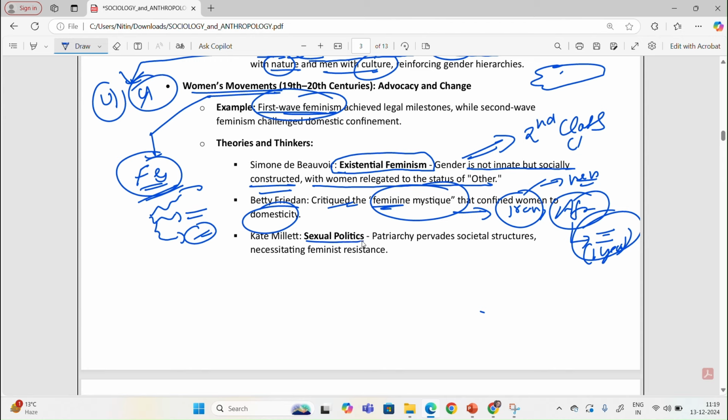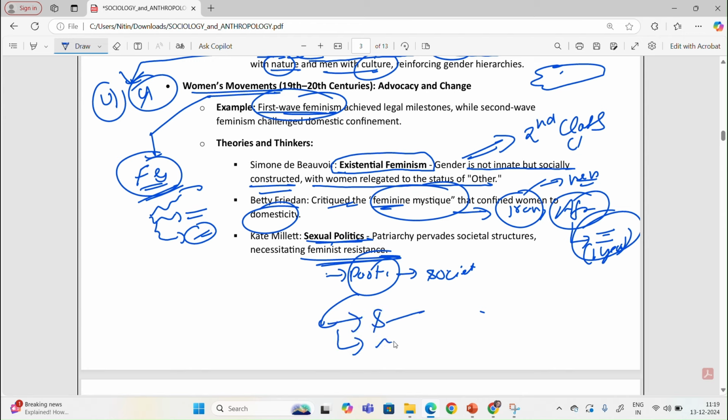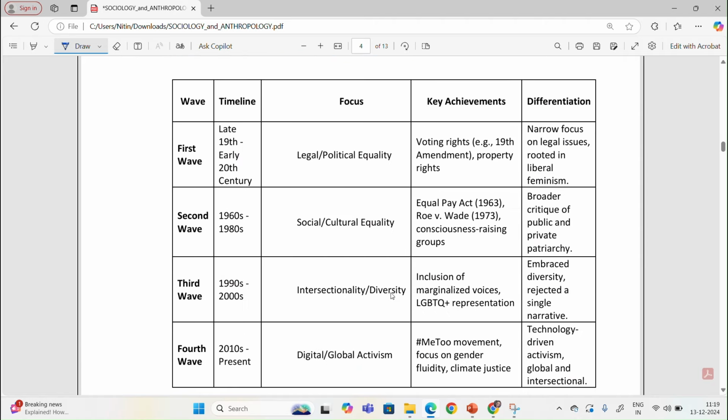Then there was the concept of sexual politics, that in reality, patriarchy drives the society and politics, and this patriarchy won't go away on its own. Thus we need some kind of feminist resistance. That's why you had the suffrage movement, that's why you had the movement for equal pay, that's why you had the abortion rights movement. So that we'll study a little.